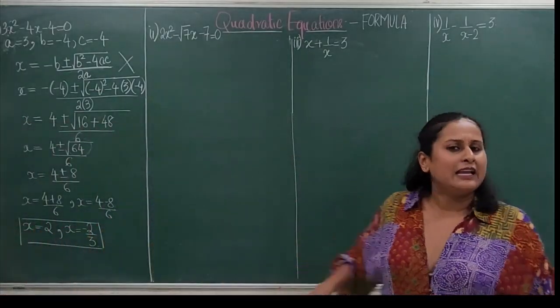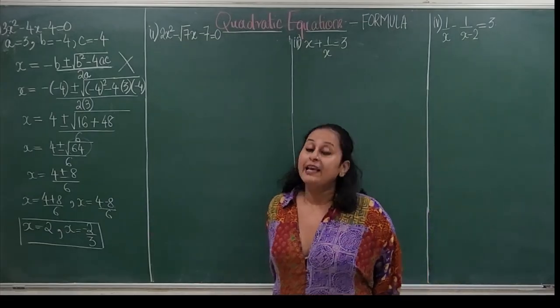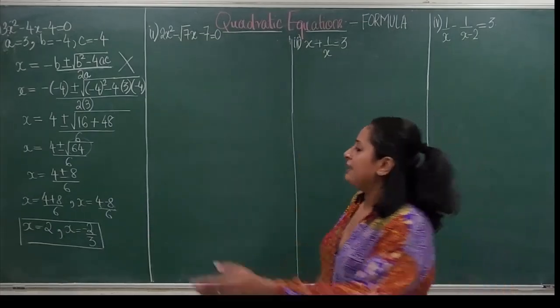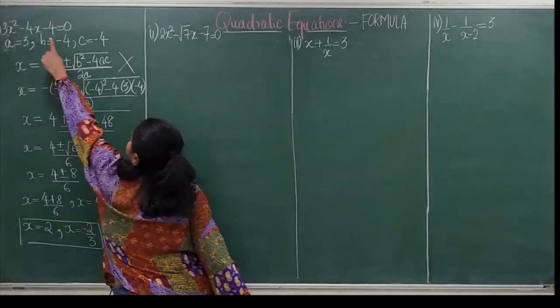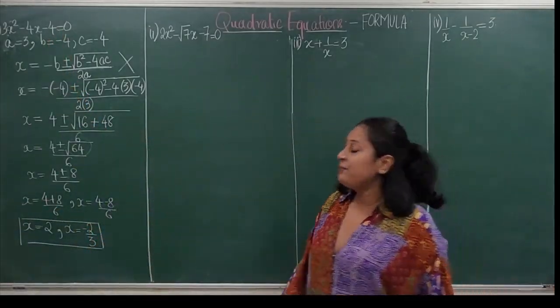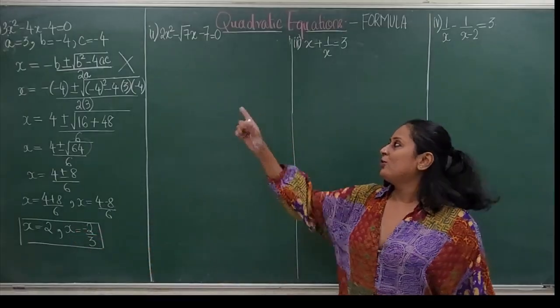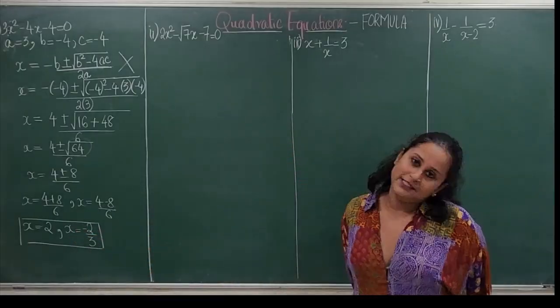So these are the roots of the equation. What are the two unique real number roots of this equation? 2, minus 2 by 3. That means if I put the value of x as 2 in this equation, then the equation will become equal to 0. Or if I put the value of x as minus 2 by 3, even then this whole equation will become equal to 0.